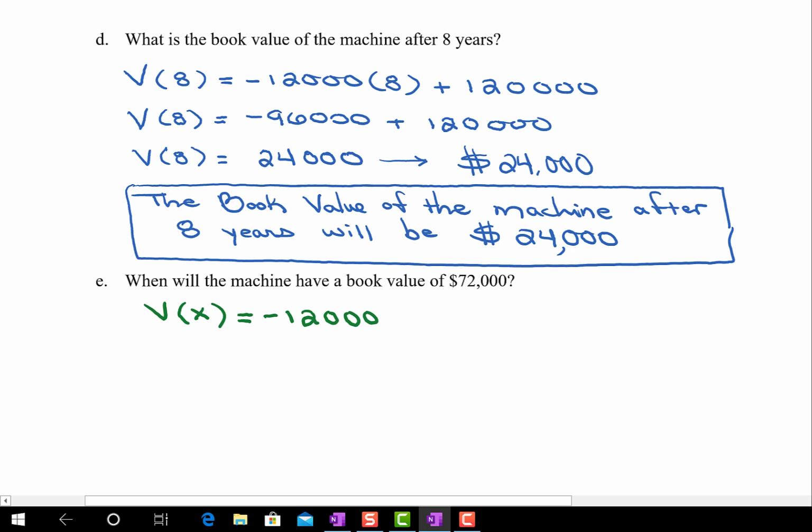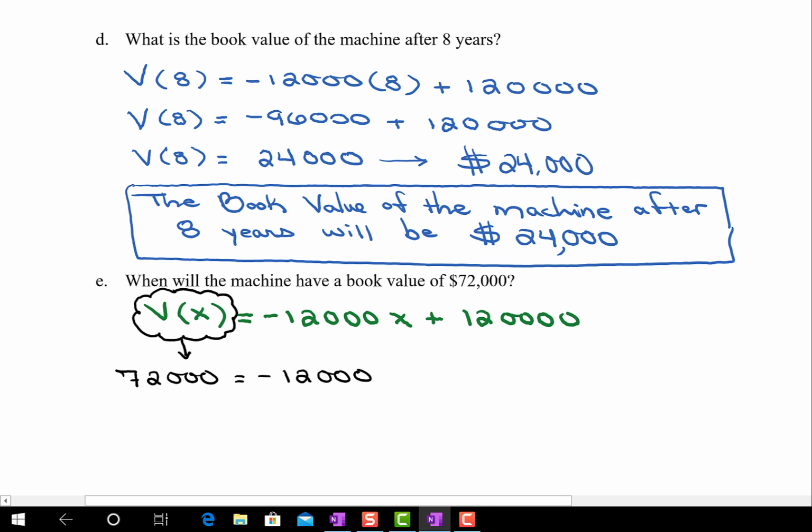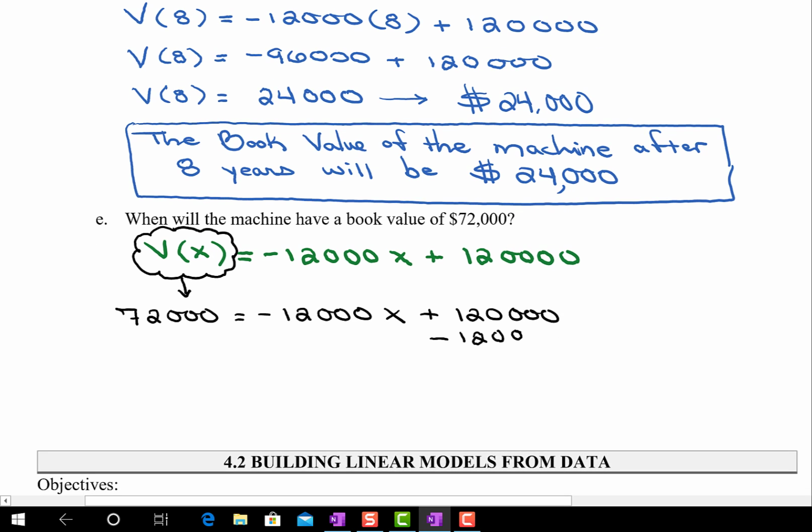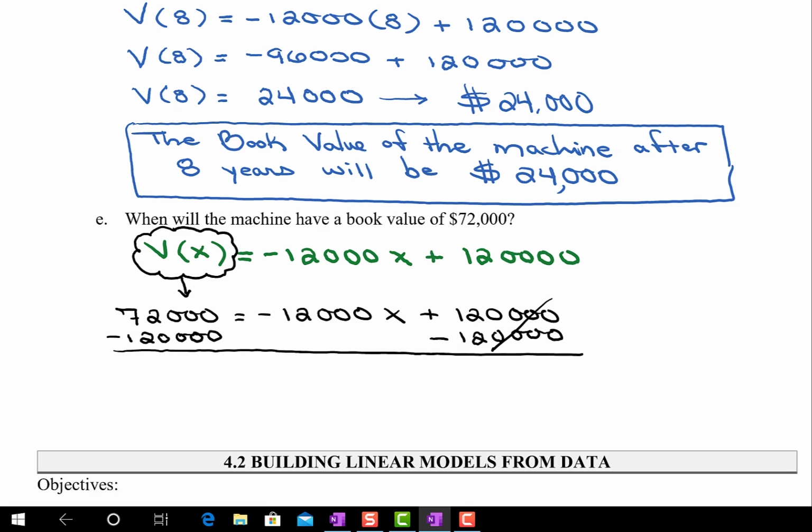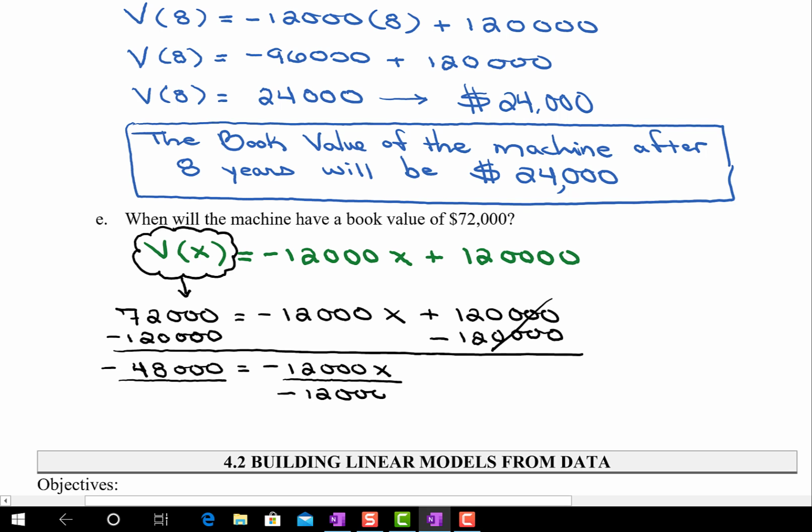If we're doing this by hand, I'm going to have to replace v of x, our y value, with $72,000. So I'm going to replace this whole v of x with 72,000. And we're going to solve this equation for x. If I want to isolate my x, I'm going to have to subtract 120,000 from both sides of my equation. And these are going to cancel out. 72,000 minus 120,000 is going to give me a negative value. So that'll come out to negative 48,000 is equal to negative 12,000x. Let's divide both sides by negative 12,000. And that's going to give me x is equal to positive 4. So that's exactly what I thought it was going to be by looking at my graph.